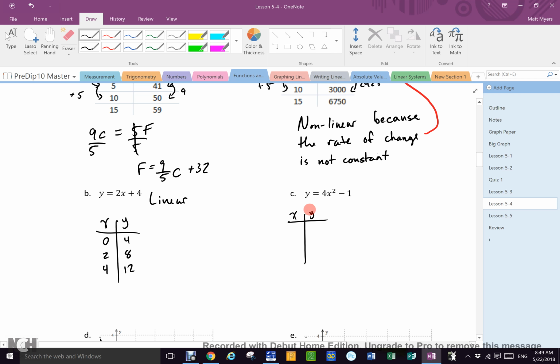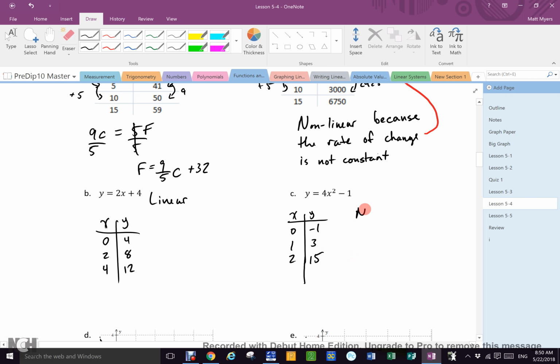Linear or not? If you're unsure, what can you do? Try it. What's 0 squared times 4 minus 1? Negative 1. Okay. What's 1 squared times 4 minus 1? 3. What's 2 squared, 4, times 4? 16. Minus 1? 15. Is that linear?